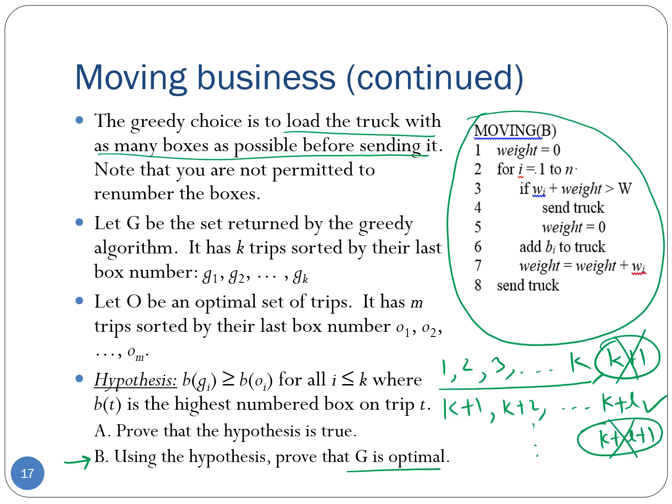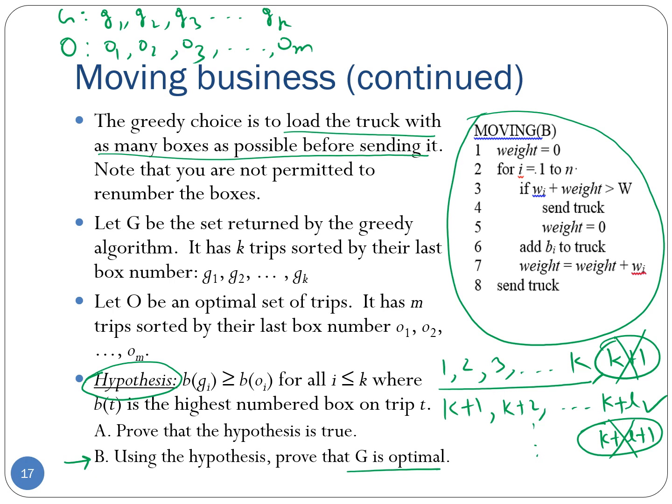And the way to do that is we first prove that this hypothesis is true. So here is some notation. Let's assume that our greedy algorithm comes up with trips g1, g2, g3, and so on up to gk, right? And let's say there is some other optimal algorithm that comes up with trips o1, o2, o3, and so on up to some om, some m number of trips.